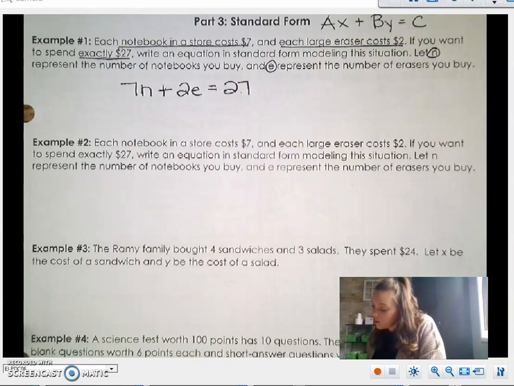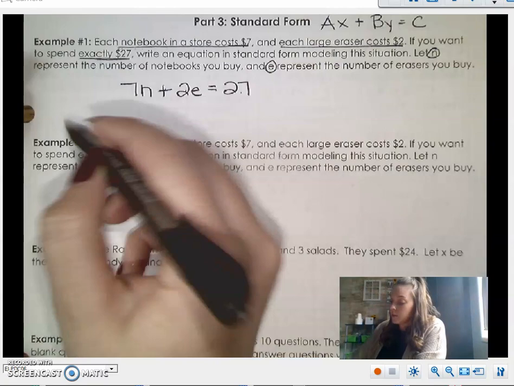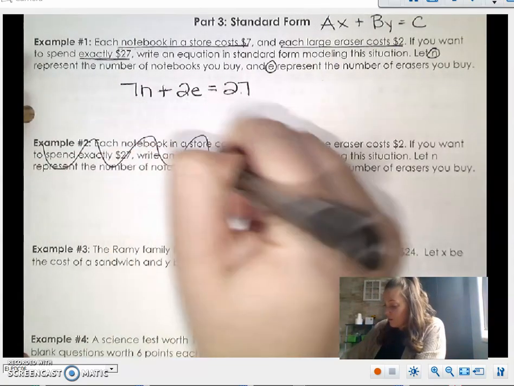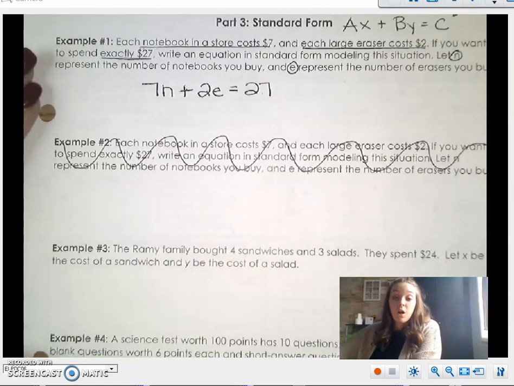All right, so example number 2 is exactly the same as example number 1, so we are not going to go through that. I don't know what I was thinking. I guess I just wanted to give you all a little break.